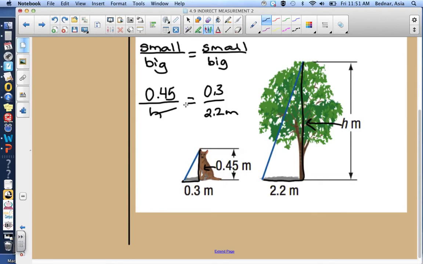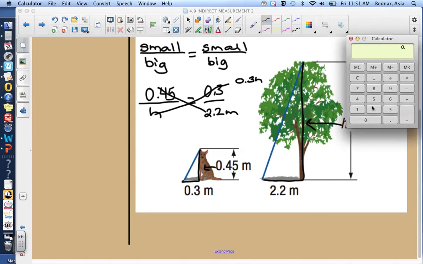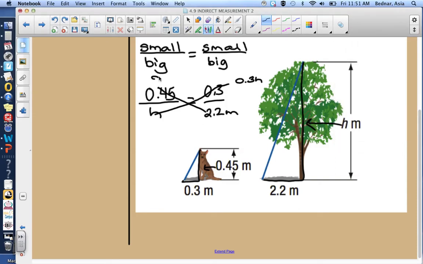Now let's do our cross multiplying. Here, I'll get 0.3 or 3/10 h. And over here, I will get 0.45 times 2.2. I will get 99 hundredths. Oh, this is going to work out nice. So now I have, actually I'll write it over here, 99 hundredths equals 3/10 h.